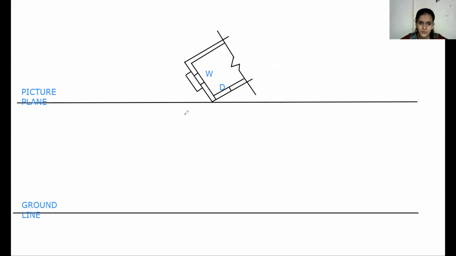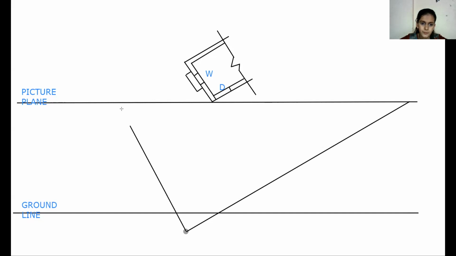Consider a station point or observer, and draw parallel lines. This is the basic procedure that we follow for the perspective view. Like this. It's done now.